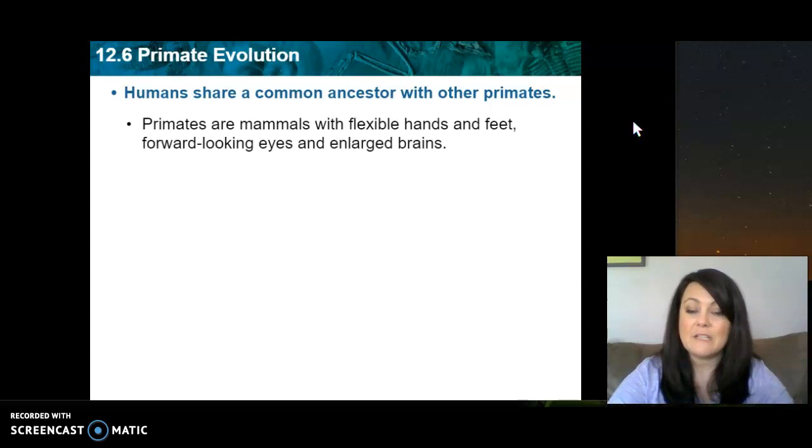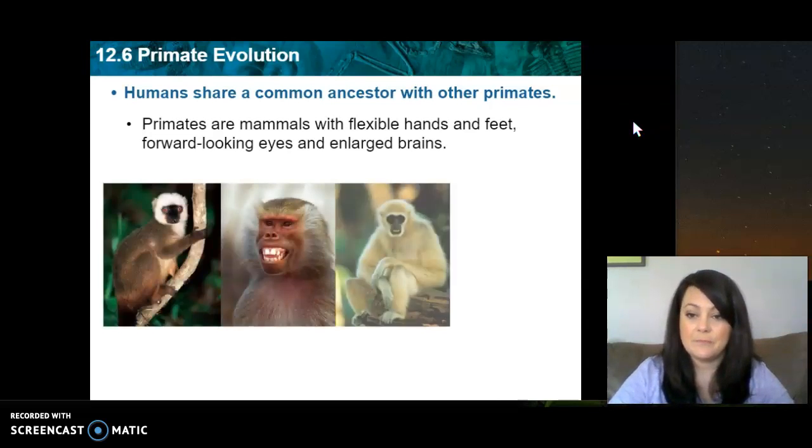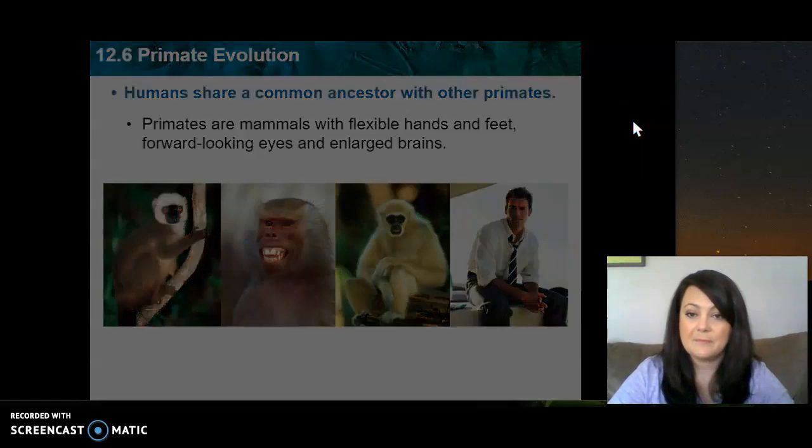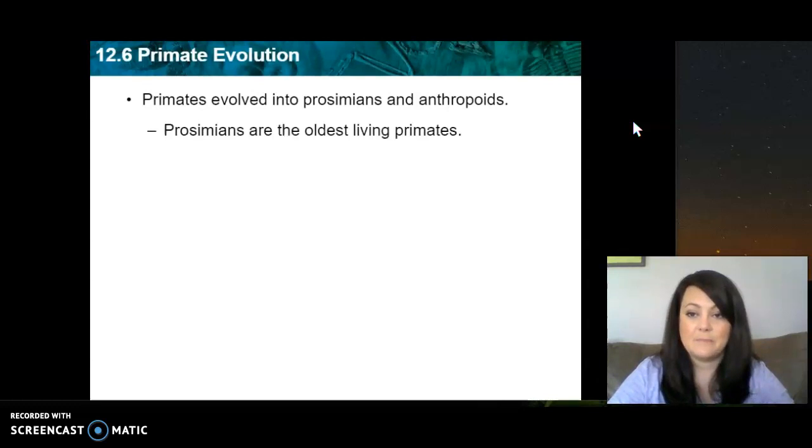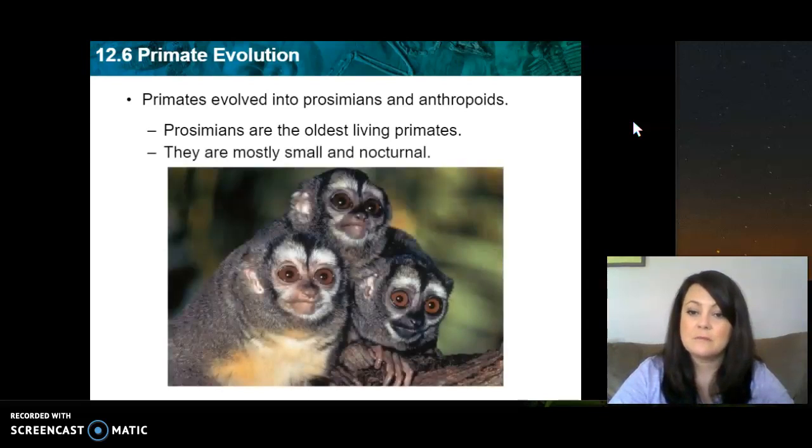Primates are mammals with flexible hands and feet, forward-looking eyes, and enlarged brains. Primates evolved into prosimians and anthropoids. Prosimians are the oldest living primates. They're mostly small and nocturnal. They're very cute and cuddly.